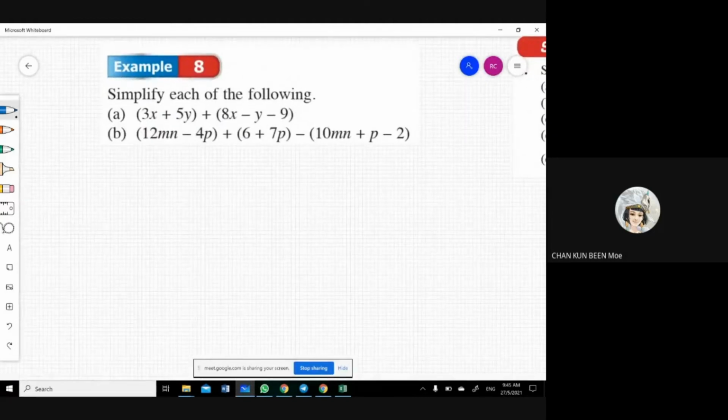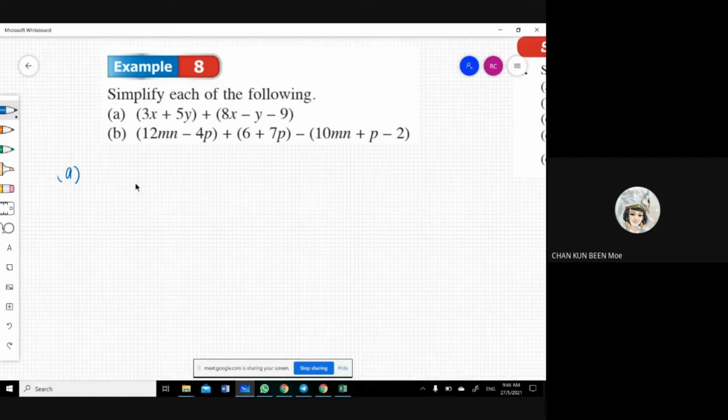Simplify each of the following. A, 3x plus 5y plus 8x minus y minus 9. So I want you to bear in mind later on, because over here, plus a bracket means positive times this is positive. So we are going to get a positive number. This one, positive times negative is negative. And then positive times negative is negative. Okay, so we are going to try to solve the first question.